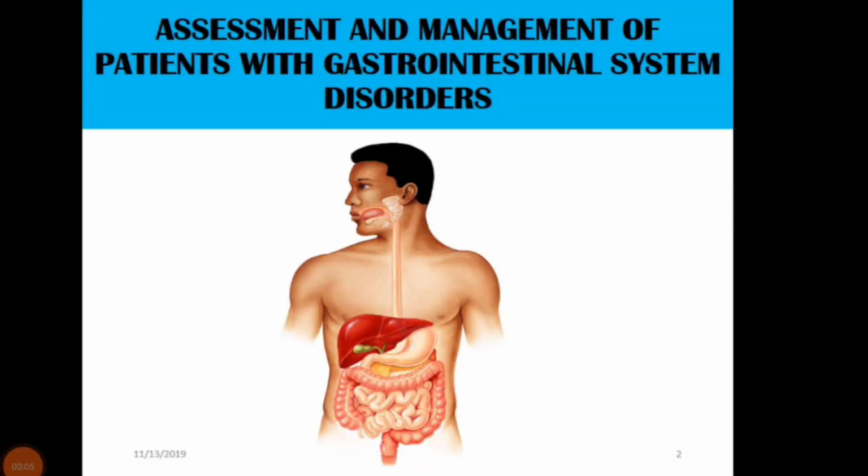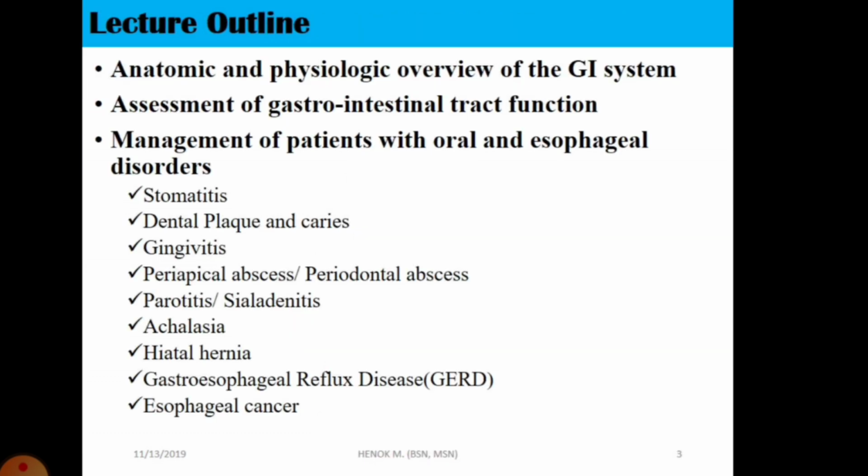In today's class, I will discuss gastrointestinal system disorders. First is the anatomic and physiologic overview of the GI system, assessment of gastrointestinal tract function, management of the patient with oral and esophageal disorders: stomatitis, dental plaque and caries, gingivitis, periapical abscesses and parotitis, hiatal hernia and gastroesophageal reflux disease, that is GERD, esophageal cancer.